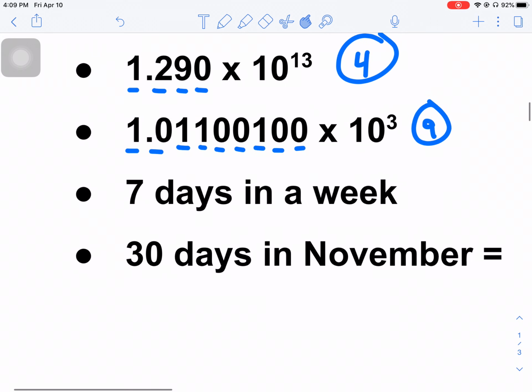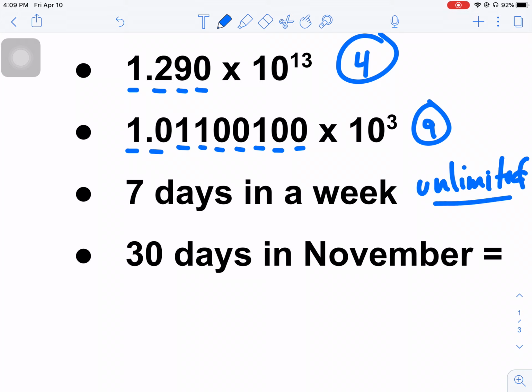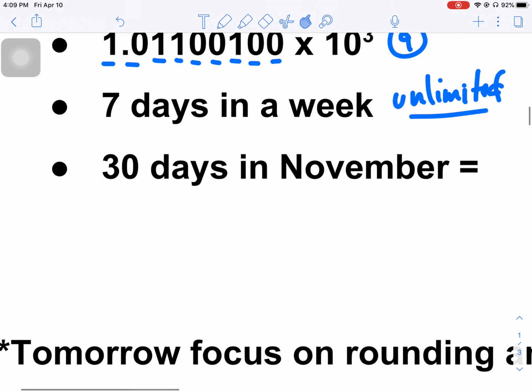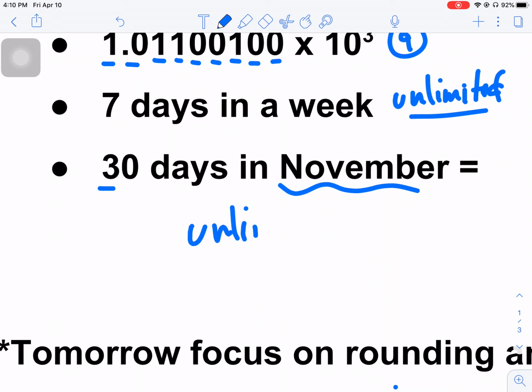All right, 7 days in a week. 7 is only one digit. But we know from experience that there are exactly 7 days in a week. So for this example, it would be unlimited. There are exactly 7 days in a week, not approximately. So because this is a clearly defined value, it has unlimited sig figs. All right, what about 30 days in November? Well, we know that all non-zeros are. If we just said 30, then it would be 1. But because November does have 30 days, we can also say unlimited.